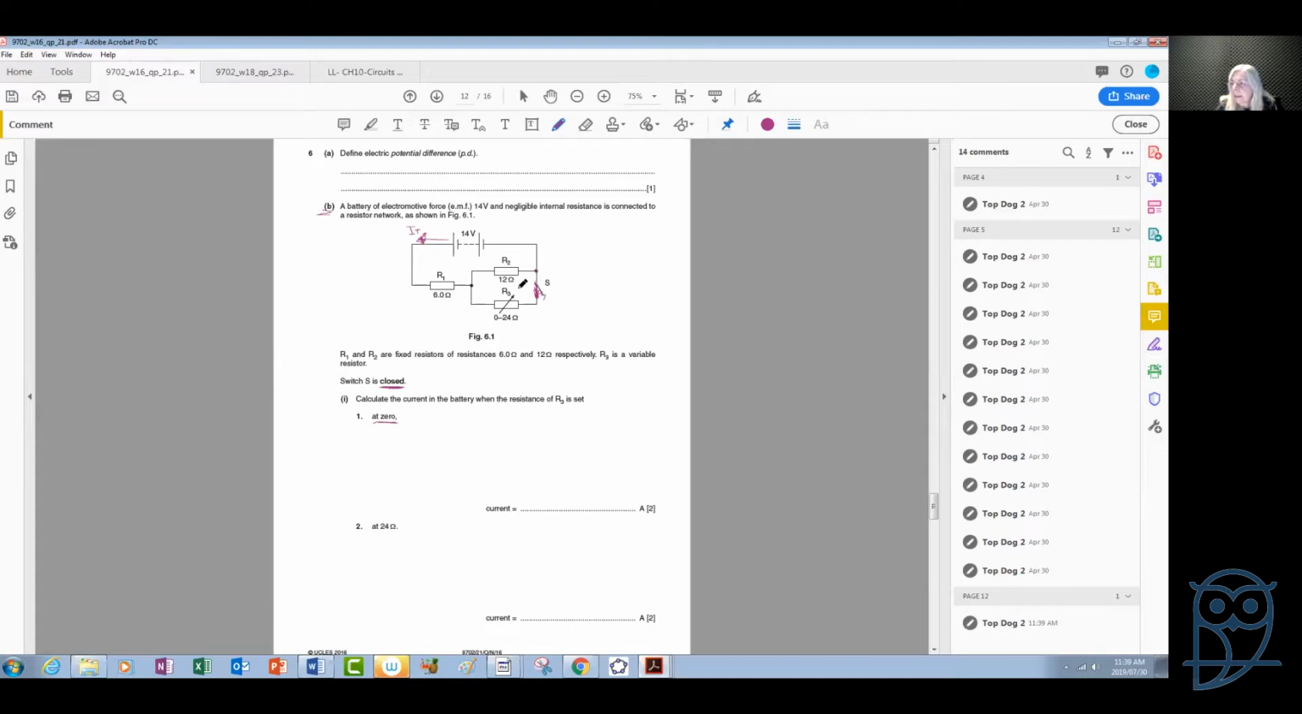You see that there is another short circuit. It's like having a piece of wire connected across resistor R2. Let's redraw this diagram. Here's the battery, here is the resistor R1, and here is R2. Because R3 is set to 0, there's no resistance in this branch. It's like having a piece of wire with no resistance connected across resistor R2.